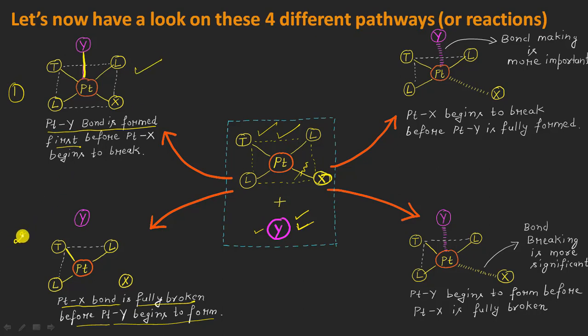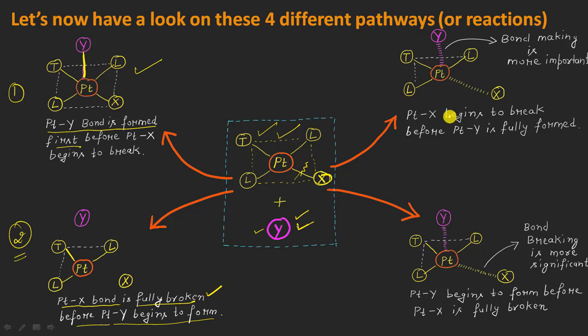The second possibility can be what? That before the formation of the bond between the Y, I mean the entering nucleophile, and our metal ion, before this bond formation takes place here, the platinum and the leaving ligand bond is fully broken, right? So this is the second possibility here. Okay, we do have two more possibilities.